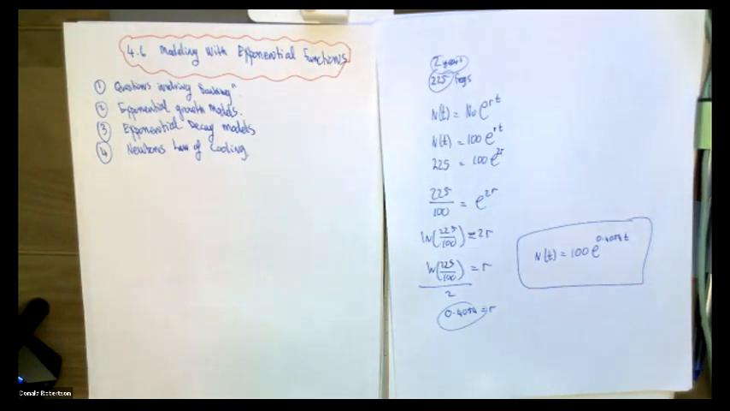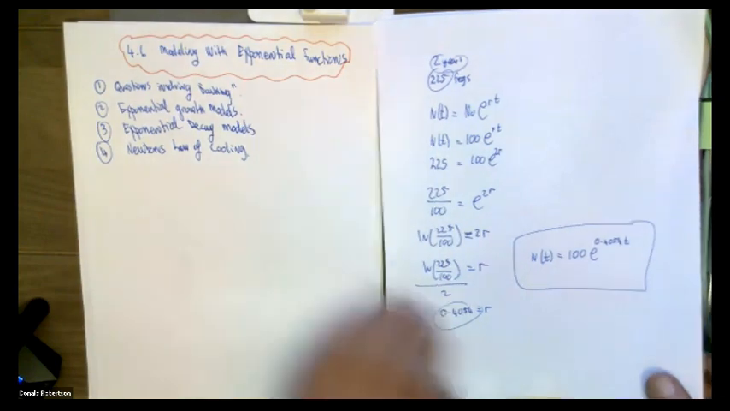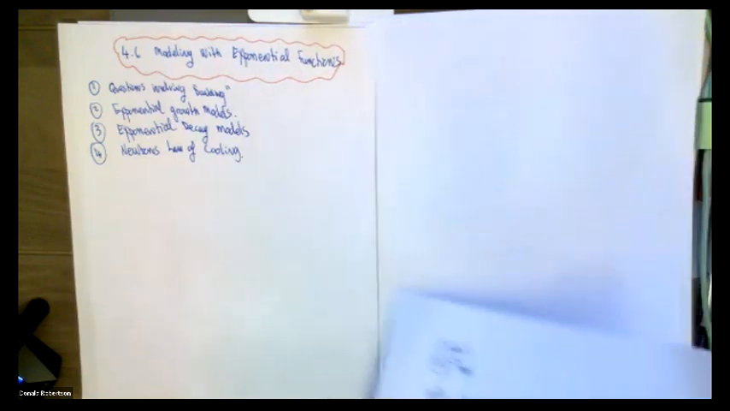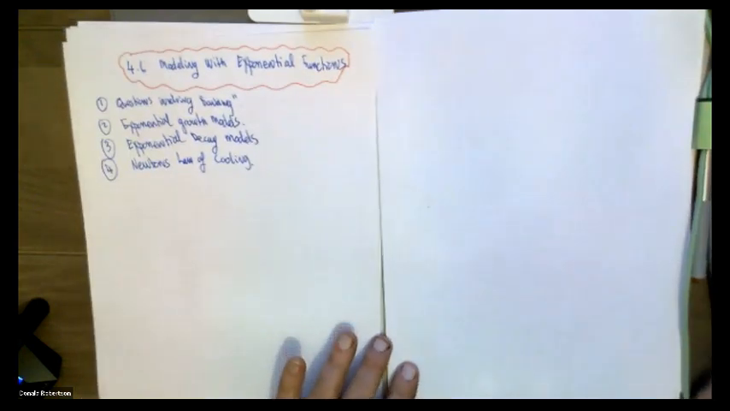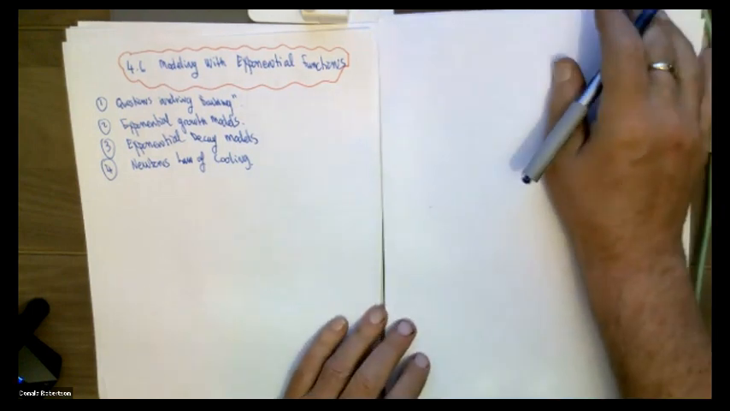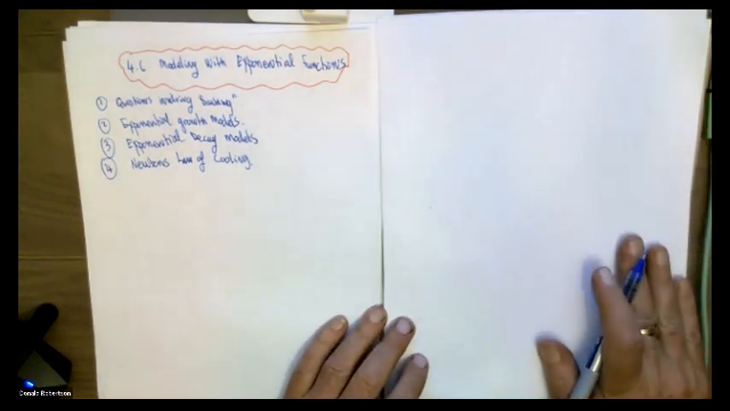So that's us finished with exponential growth models. Let's look at exponential decay models. These are population models where the population, instead of increasing, decreases, and we call that decay when something decreases. There are two basic kinds. There's population of animals, people, and there's radioactive decay.